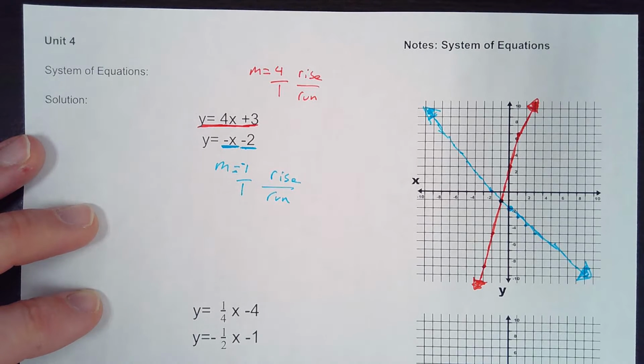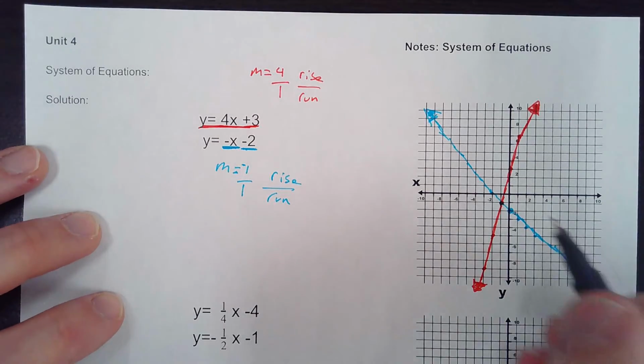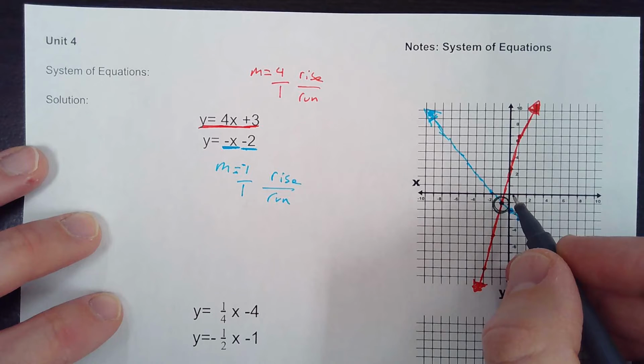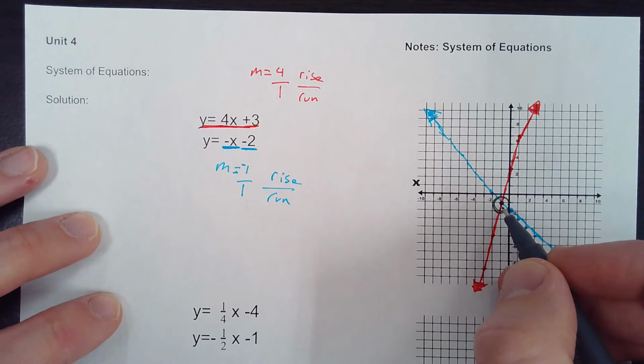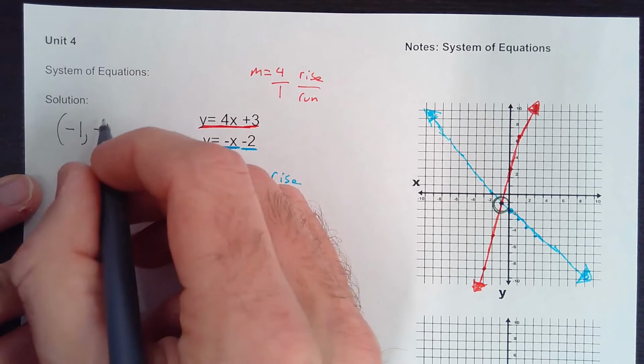Alright, so then we have our two equations graphed. So to solve a system of equations, when we're graphing, all we do is look for the place on the graph where they cross. So where do these equations cross? That's right, right here. So that point is -1, -1. So our solution here is -1, comma, -1.